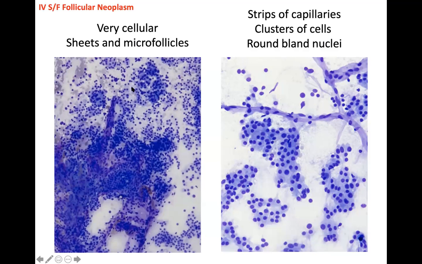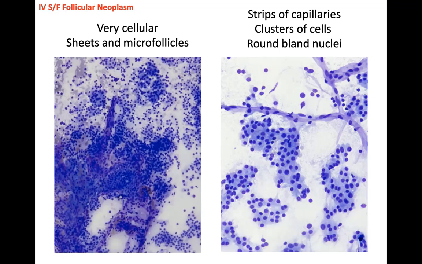Very cellular with these sheets of cells, with these microfollicles, even these vessels. You can see these longer kind of spindled cells running through. Those are the kind of unsheathed endothelial cells of the vessels. And again, many more cells clustered around them. This would be a follicular neoplasm or suspicious for follicular neoplasm.